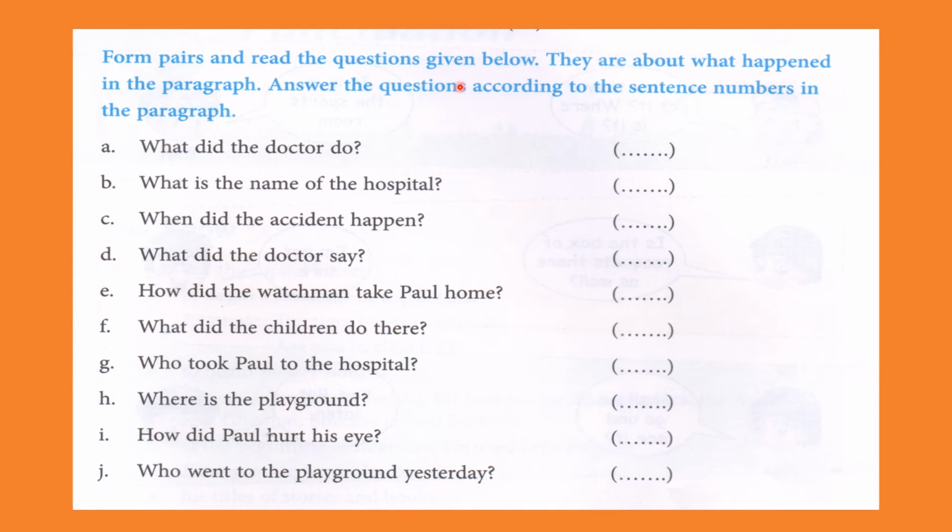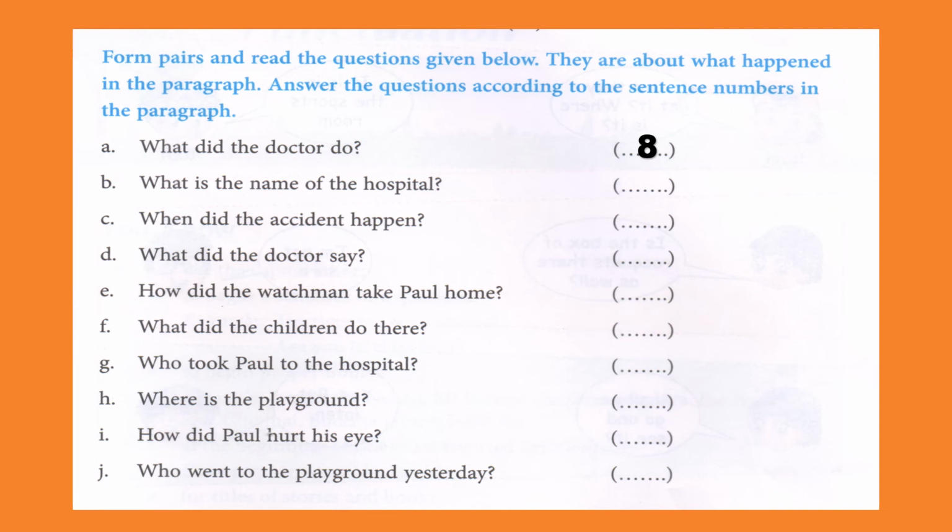Form pairs and read the questions given below. They are about what happened in the paragraph. Answer the questions according to the sentence numbers in the paragraph. Children, if you remember, I had told you the number came after the sentence. So here the questions are based on that paragraph, and the answers are there in that paragraph. A. What did the doctor do? It is given in which number? See the 8th one.